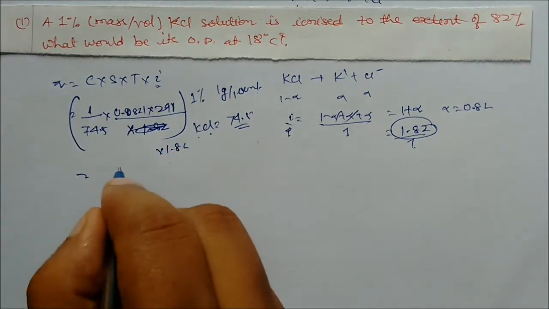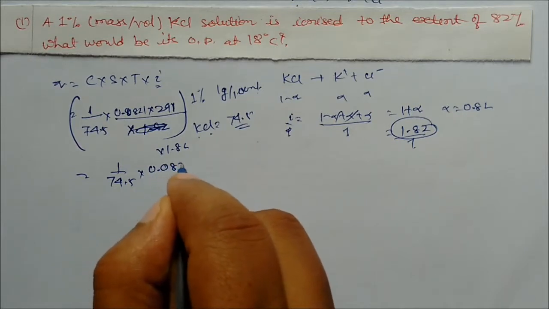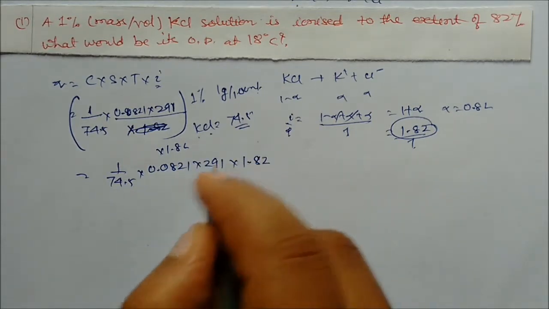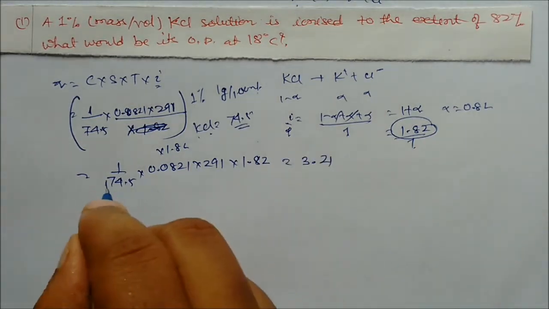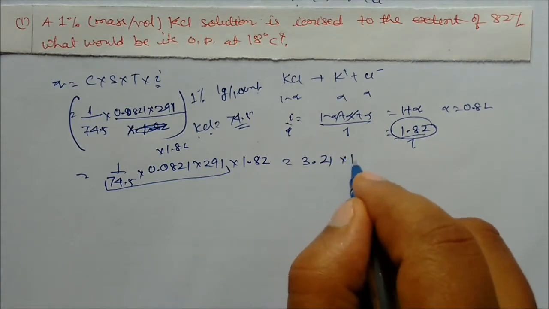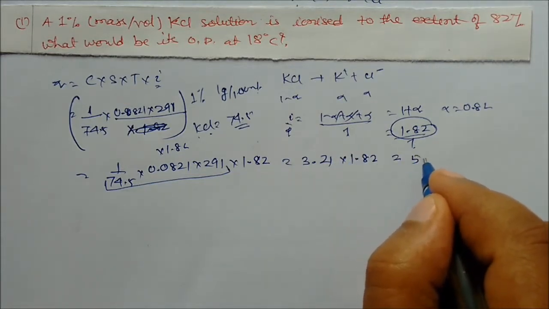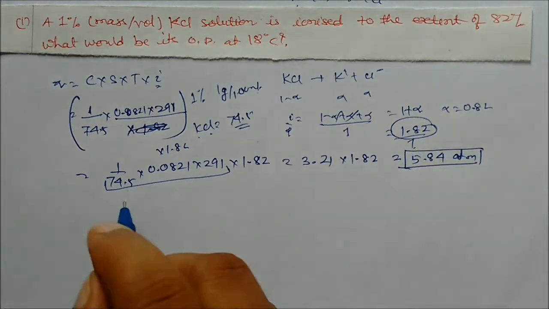So you can write it properly: 1 by 74.5 times 0.0821 multiplied by 291 multiplied by 1.82. On solving, you will get 3.21 for this whole value, and this is multiplied by 1.82. So we will get the answer 5.842 atmospheric pressure. So this is the answer.